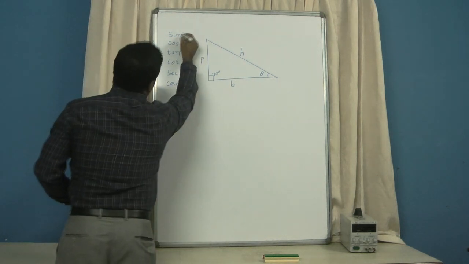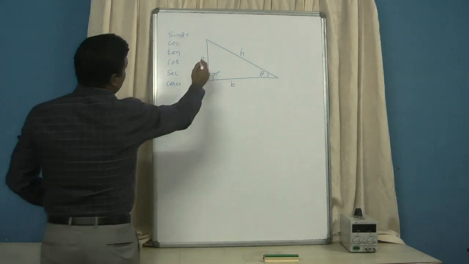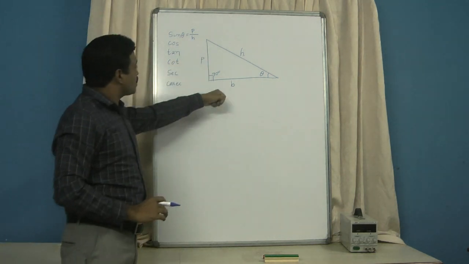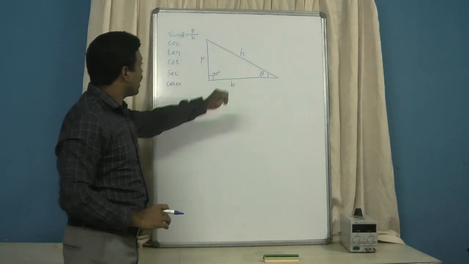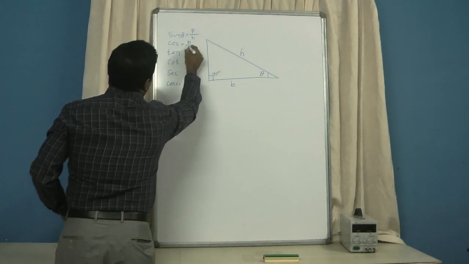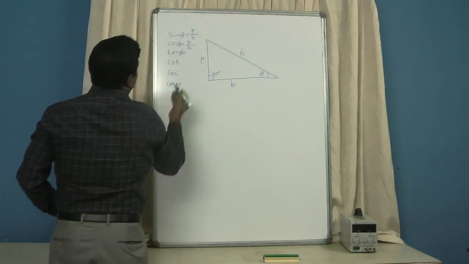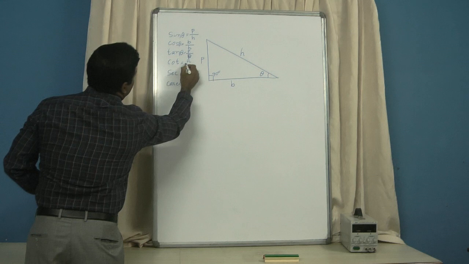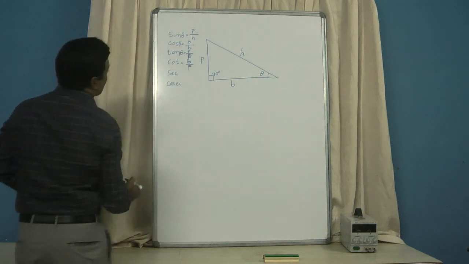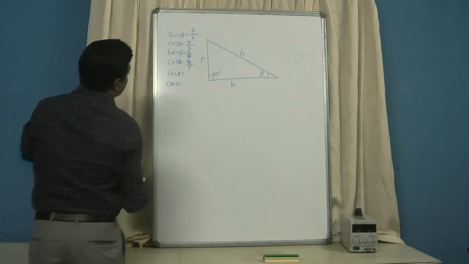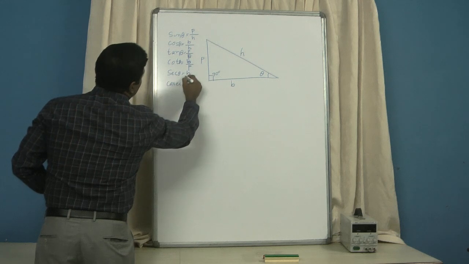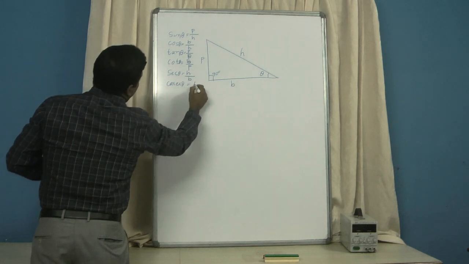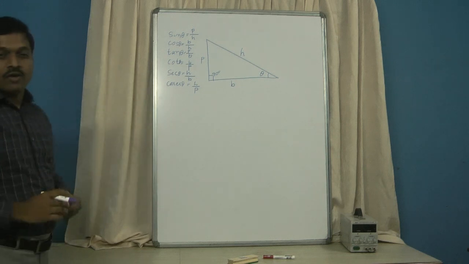The sine of theta represents the ratio between the perpendicular and hypotenuse, so this is P divided by H. Similarly, the cos represents the ratio between the base and hypotenuse, so this is B divided by H. Similarly, tan theta represents the ratio between perpendicular and base, so this is P divided by B. And sec theta represents the reciprocal of cos theta, that means H divided by B. And cosec theta represents the reciprocal of sin theta, that means H divided by P. So these are the functions.